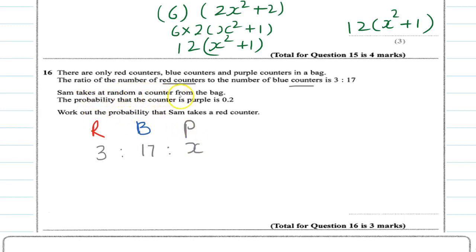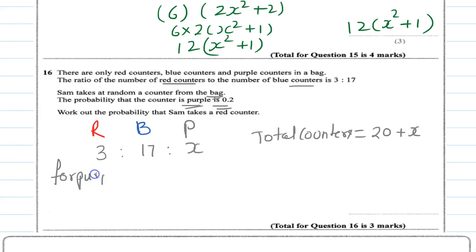Now Sam takes a random counter from the bag, and the probability that this counter is purple is 0.2. So total, how many total counters? Total counters 3 plus 17, so it will be 20 plus x. Now he takes out a purple counter. Yeah, so purple counters are x. So for purple, it will be x divided by total 20 plus x, and this probability is given 0.2.